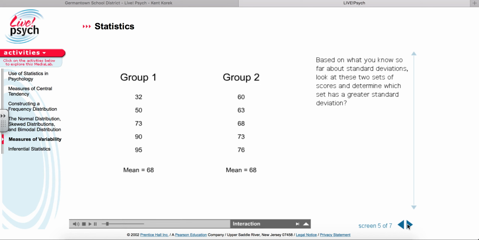Based on what you know so far about standard deviations, look at these two sets of scores and determine which set has a greater standard deviation. Click on the Answer button to find out.